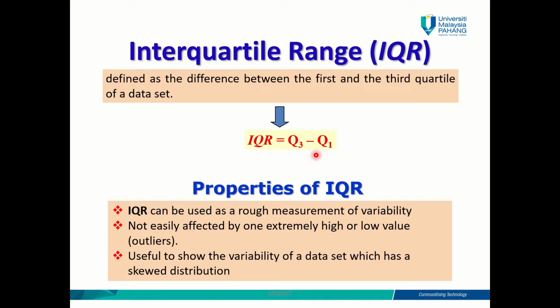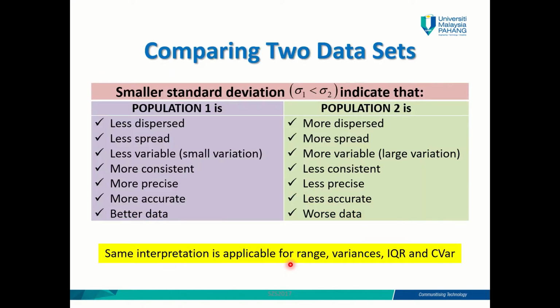Now, the property of IQR is that it can be used as a rough measurement of variability. So it has the same function as range, standard deviation, and variance. It is not easily affected by outliers, and it is most of the time used to show the variability of a data set which has a skewed distribution. This is very interesting, so I'm going to talk more about this later at the end of this video. For now, let's take a look at the interpretations of range, standard deviation, variance, and IQR.